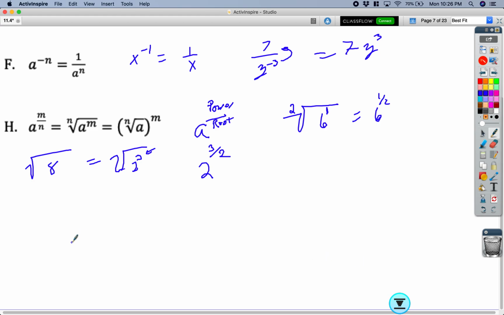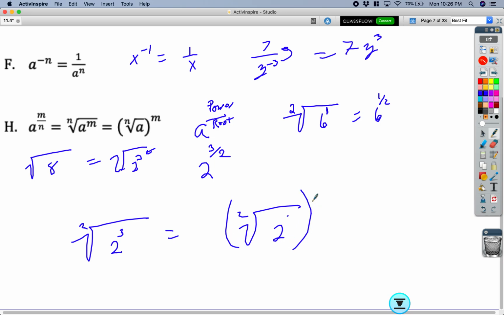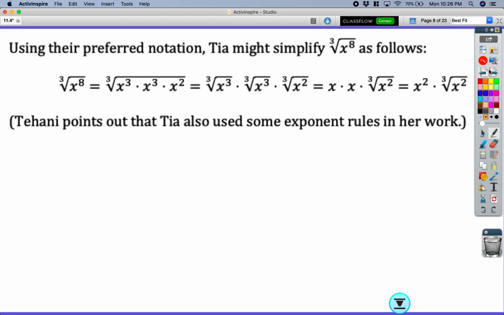Other ways to look at this one. We've been looking at stuff like 2 to the third power, square root. You can also have it as the square root of 2 to the third power. Either way, 100% works. That's showing all three of these equal to each other. So this would equal this, which would equal this as well. So, using their properties and preferred notation, Tia might simplify the cube root of x to the 8th as follows. She says, okay, well, I know you basically have 8 of them: 1, 2, 3, 4, 5, 6, 7, 8.